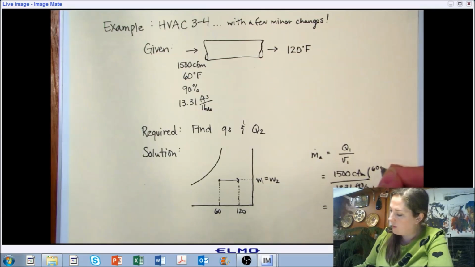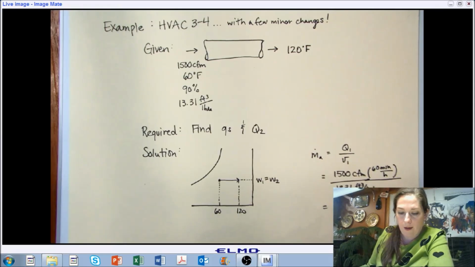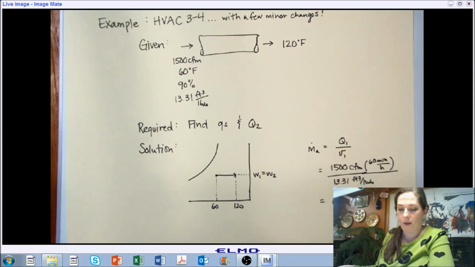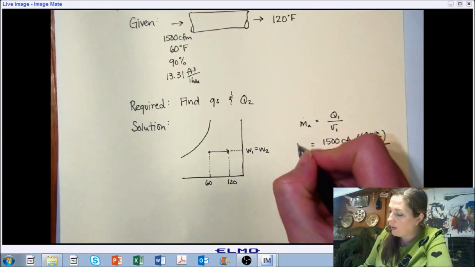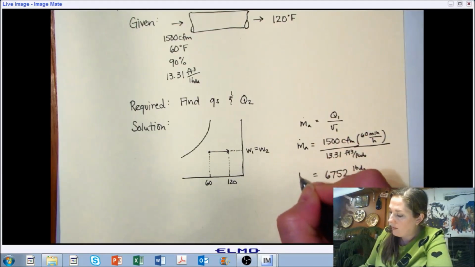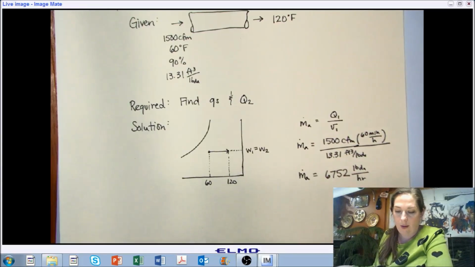60 minutes per hour. Okay, that gives us 6,752 pounds of dry air per hour. We don't have to do that conversion in there. I'm just showing you another option for working the problem.